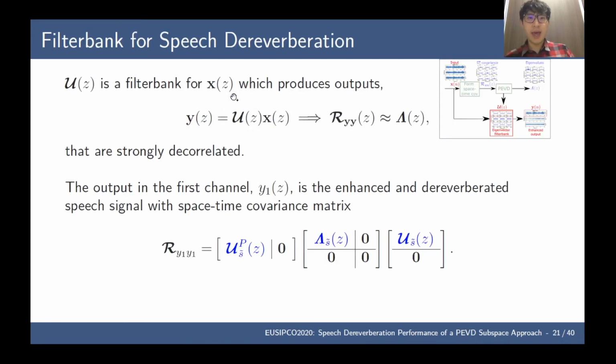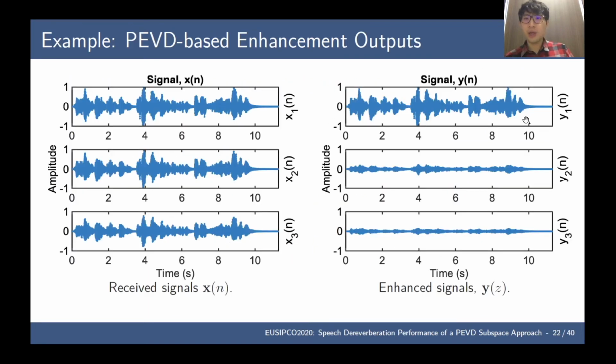The received signals X are then filtered through the eigenvector filterbank U of Z to produce outputs which are strongly decorrelated. Because we are only considering a single speaker, the enhanced and dereverberated speech signal can be recovered in the first channel via weighted reconstruction in the speech subspace. And the following output on the right is produced by filtering the received signals X through the eigenvector filterbank generated earlier.